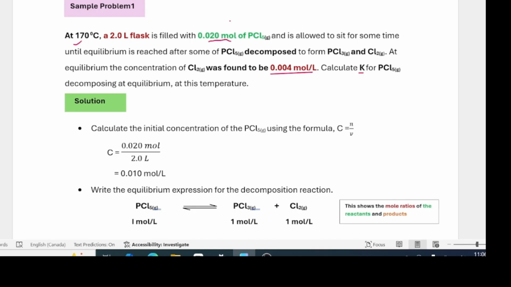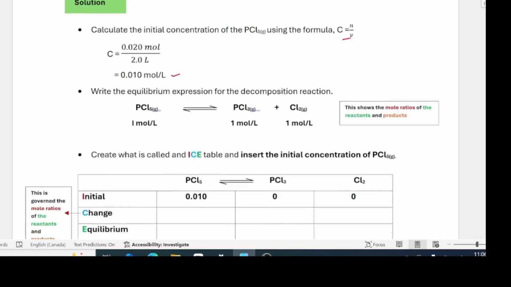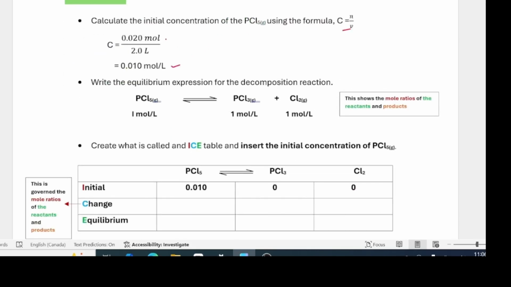In these types of problems, we are dealing with change in concentrations of species, but the concentration of this is not given. However, we are given its number of moles and its volume. So using this formula, we can find out its initial concentration, and that is equal to that number of moles there divided by its volume. So the initial concentration of the phosphorus pentachloride is 0.1 mole per liter.